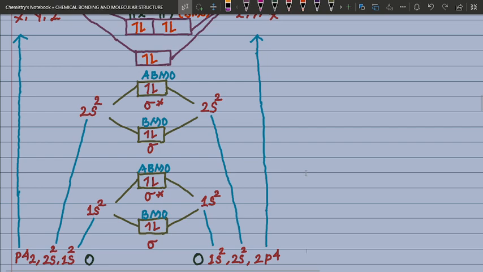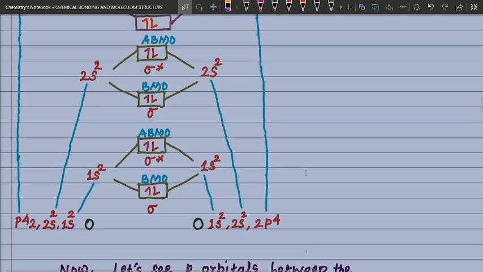Next, see here, this is ABMO, here 2 electrons, sigma star. This is sigma BMO, here paired electrons, here also paired electrons. This is a 1s2, this is a 1s2 orbital. So in the O2 molecule, this is one oxygen, this is another oxygen. See the electron configuration, 1s2, 2s2, 2p4. Here also 1s2, 2s2, 2p4.